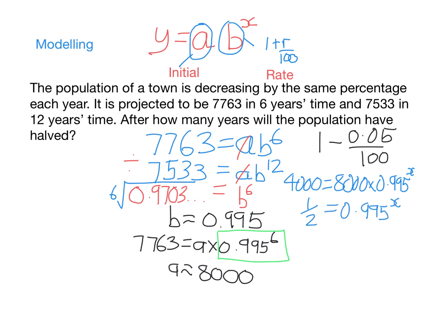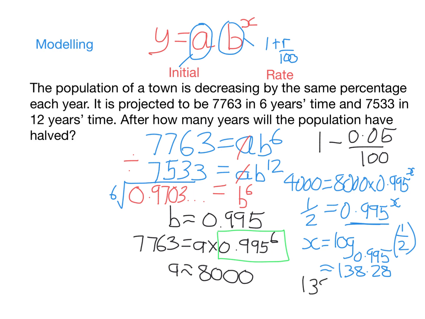Now, when you're finding an unknown exponent, something unknown in the power, you use logs. So when we're using logs, this thing that's being raised to the power is the base, and the other number is our power. You can put it straight into your calculator like this. I think it's math and option A for log base. And we get about 138.28. So that means after 138 years, we're just short of halving it. It'll be a little more than half. So we just round these up. So it will halve in about 139 years.